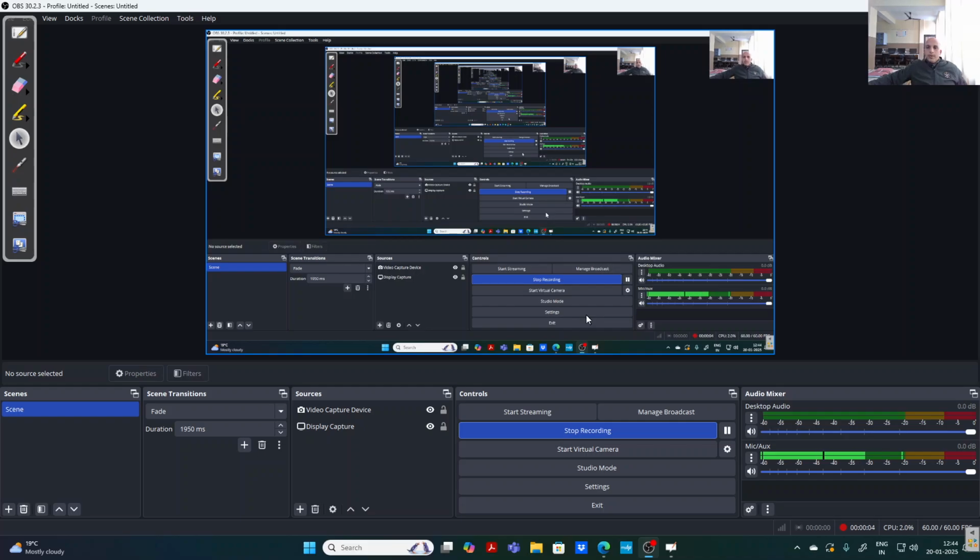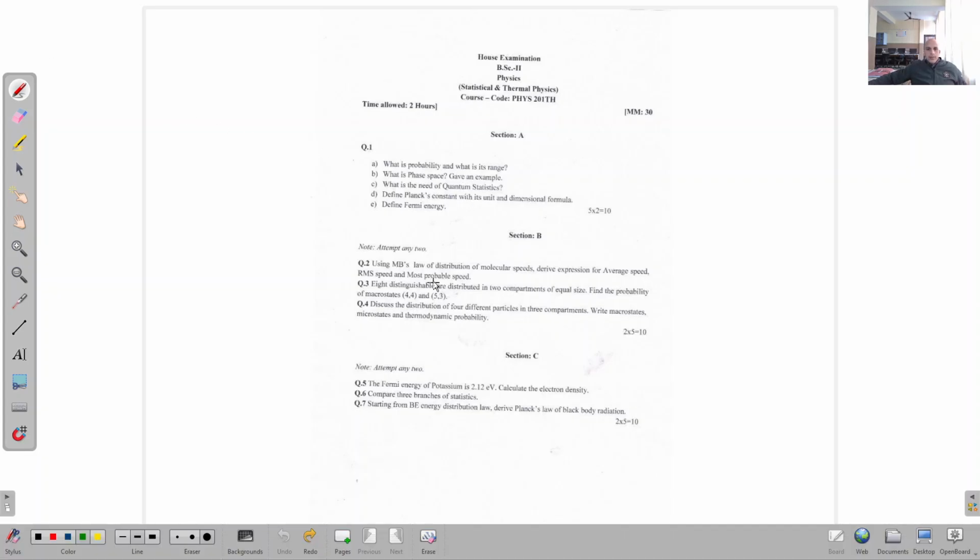Today we are going to solve the next questions of section B. You can see here the next questions of section B are question number 3 and question number 4, right? Question number 3 is: 8 distinguishable particles are distributed in two compartments of equal size. Find the probability of macro state 4 4 and 5 3, right?